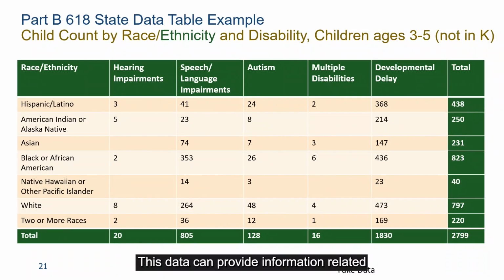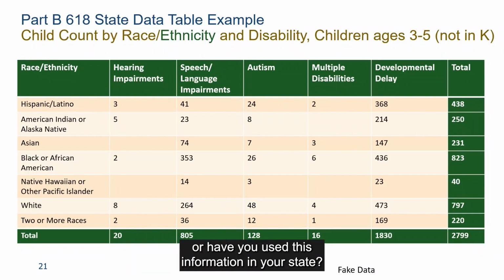This data can provide information related to significant disproportionality. How else might you use this information, or have you used this information in your state?